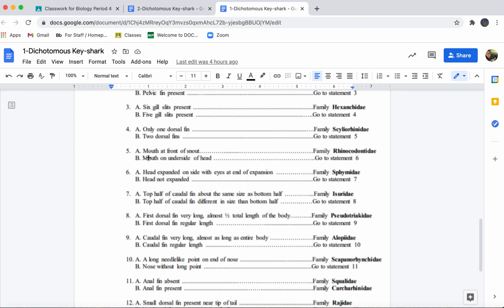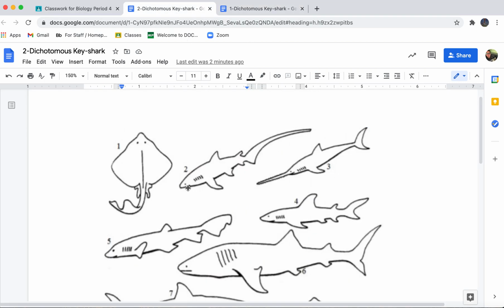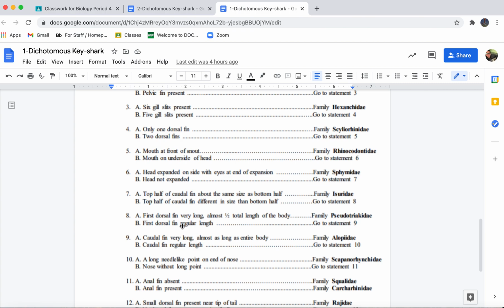So now we need to look at the mouth. Mouth at the front of the snout or mouth on the underside of the head. So let's look. Here's our little line of our mouth. Here's an example of one that's in the front. That's a mouth in the front. This is a mouth that's underneath, okay? It's sitting underneath their head. So we're going to go with that one, mouth on underside of head.